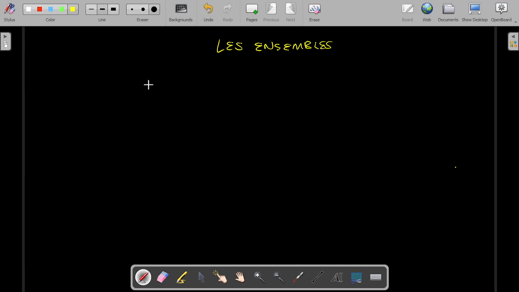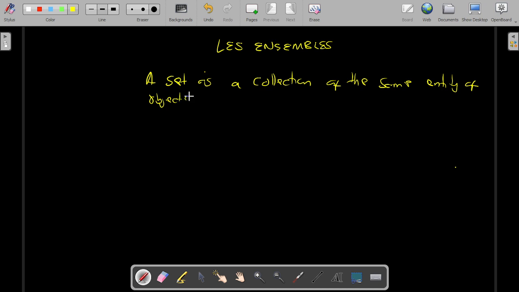Now, right, so a set is a collection. It is a collection of the same entity of objects. This is what a set is going to be.